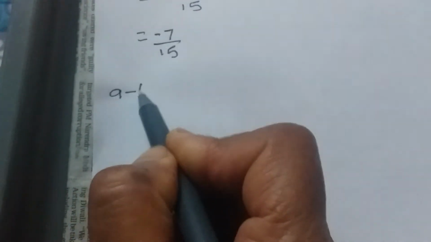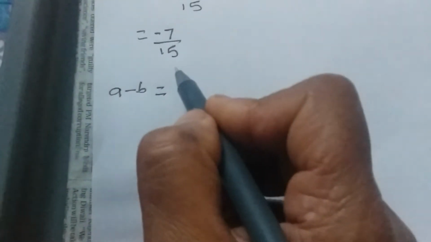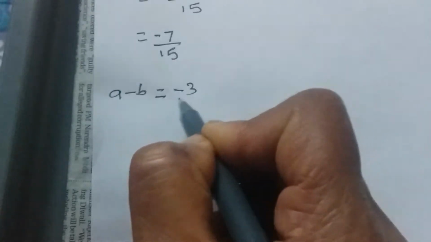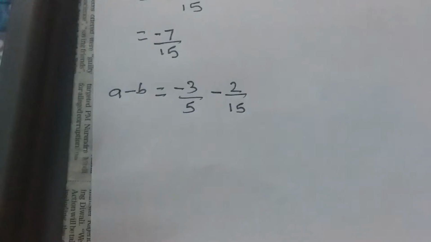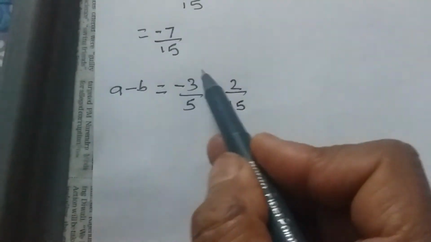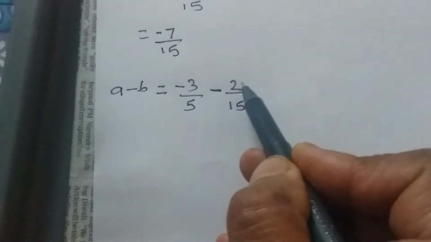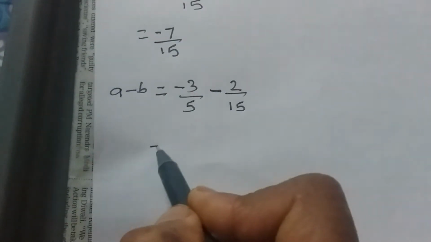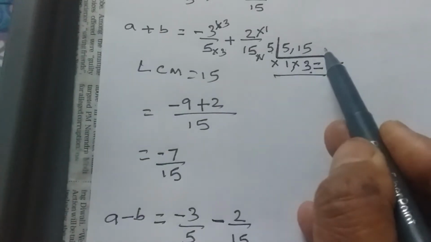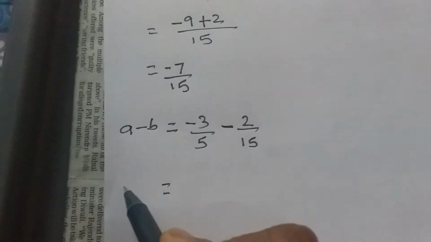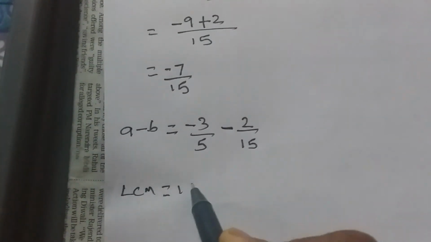Now we'll find a minus b. Same way we have to find a minus b. What is a? A is minus 3 by 5, minus b is 2 by 15. We have to subtract them. So again, for subtraction, we need LCM. LCM is the same, denominators 5 and 15. LCM is 15. So we can write LCM is 15.